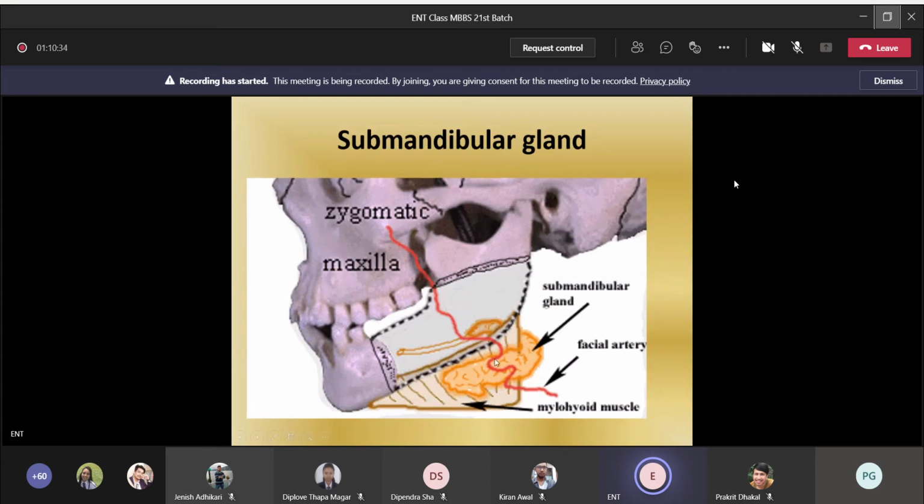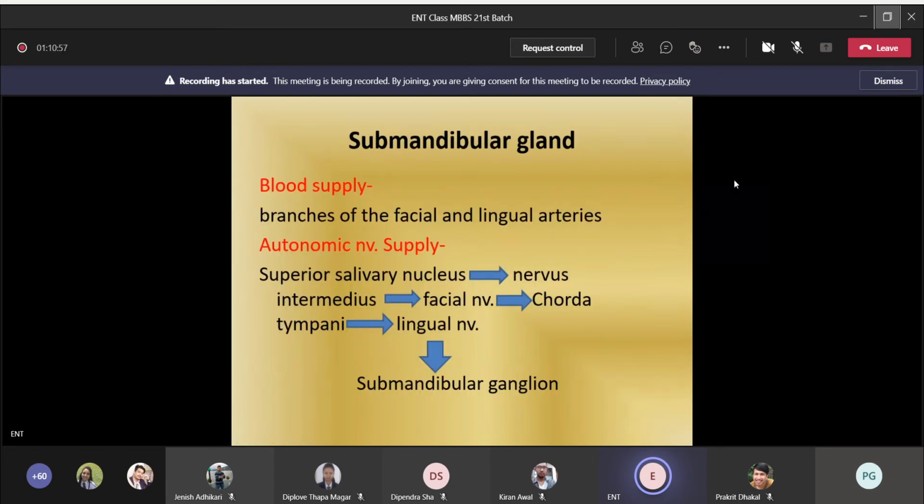So this lies in the submandibular triangle. This is the mylohyoid muscle. And this is the duct extending and opening through the oral cavity, in the floor of the mouth, up to the oral cavity, and opening by the side of the lingual frenulum. Blood supply of the submandibular gland is from branches of the facial and lingual artery, and the autonomic nervous system is by the superior salivary nucleus to the nucleus intermediate, seventh nerve.